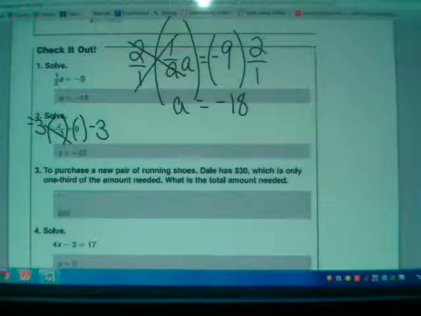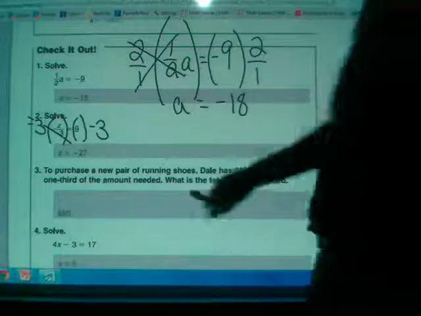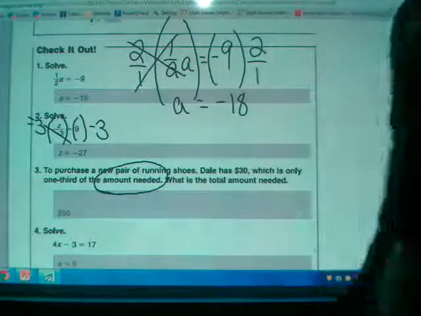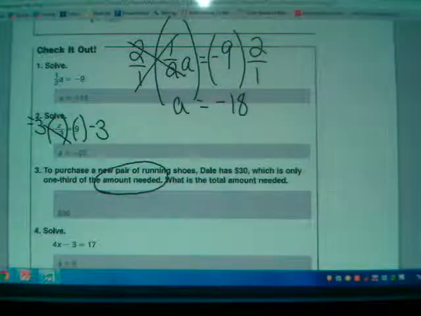What is the total amount needed? So, the amount needed is what we don't know. That's where your variable comes into play, because that's what we're solving for. So you can call that any variable you want. Since we're talking about Dale in this question, I'm going to use the variable D.